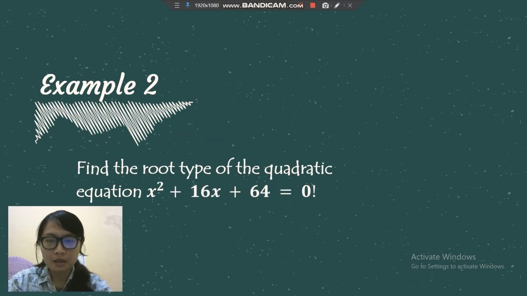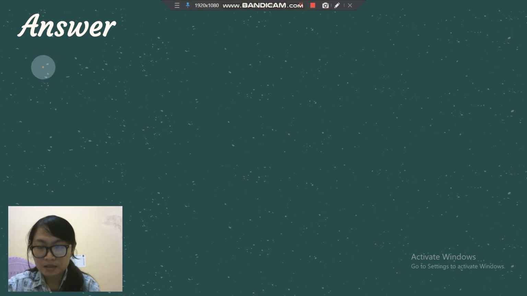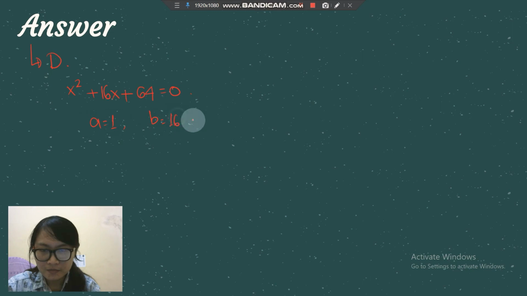Okay, example number 2. Find the root type of the quadratic equation x squared plus 16x plus 64 equals 0. Remember, to determine the root type, we must find the discriminant value, or D. From this, we know that a equals 1, b equals 16, c equals 64.